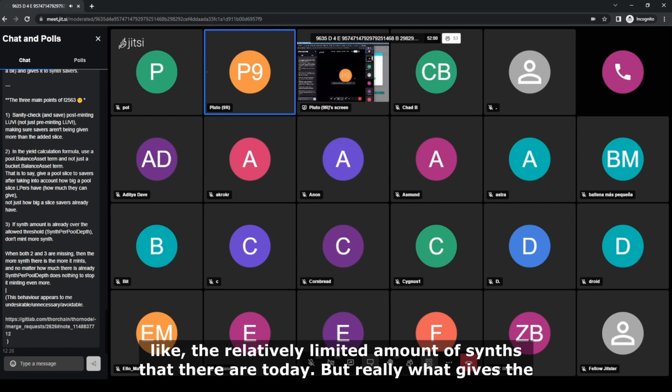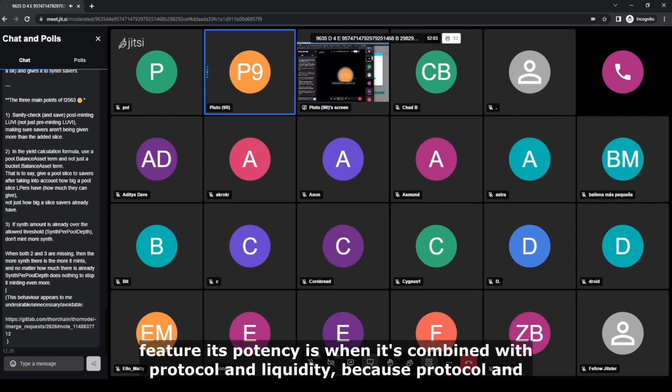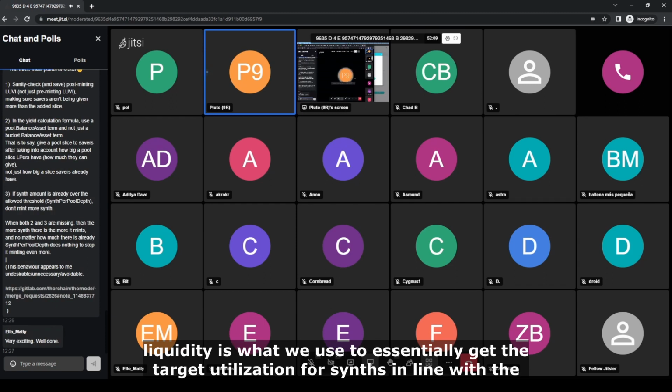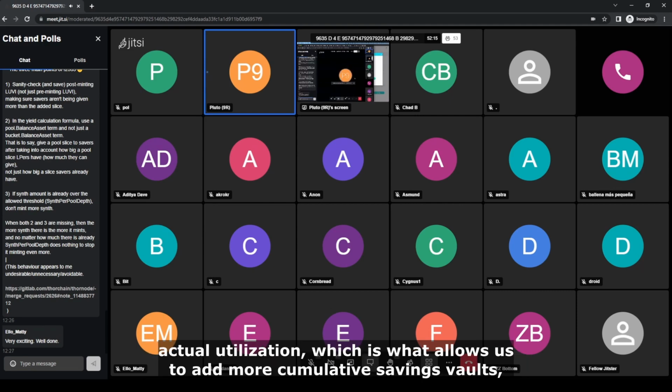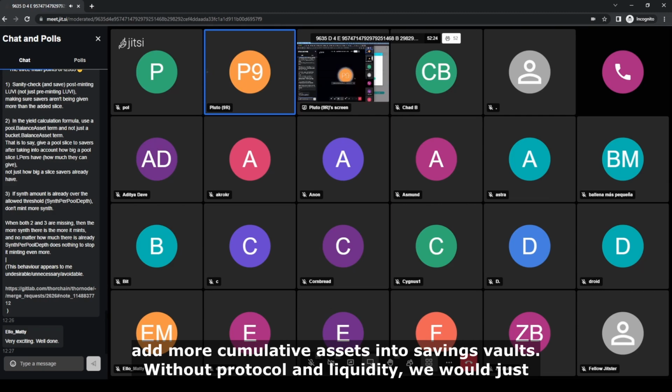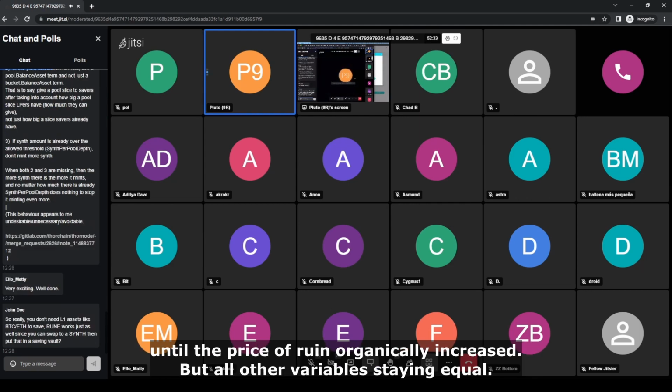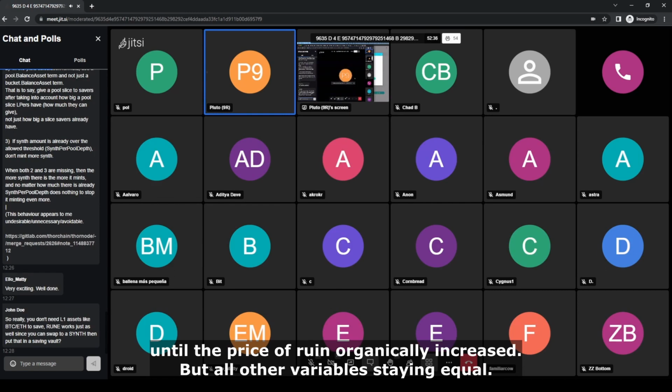But really, what gives the feature its potency is when it's combined with protocol owned liquidity, because protocol owned liquidity is what we use to get the target utilization for synths in line with the actual utilization, which is what allows us to add more cumulative assets into savings vaults. Without protocol owned liquidity, we would hit the synth cap almost immediately, and we'd never be able to add any more until the price of Rune organically increased, all other variables staying equal.